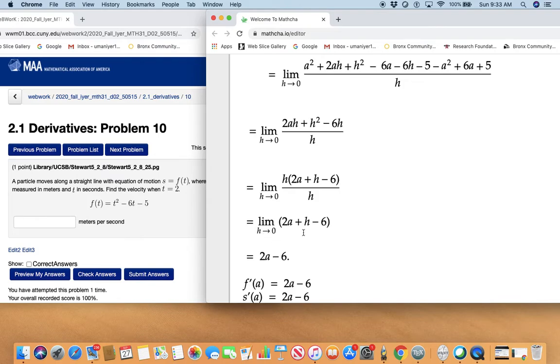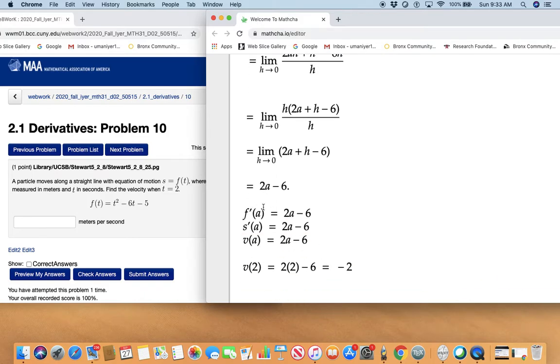When you substitute h equals 0, or when you basically are saying take the limit as h approaches 0, that h goes away, you get 2a minus 6. The derivative is 2a minus 6. That is, position's derivative is 2a minus 6. So velocity, which is the derivative of position, is 2a minus 6.